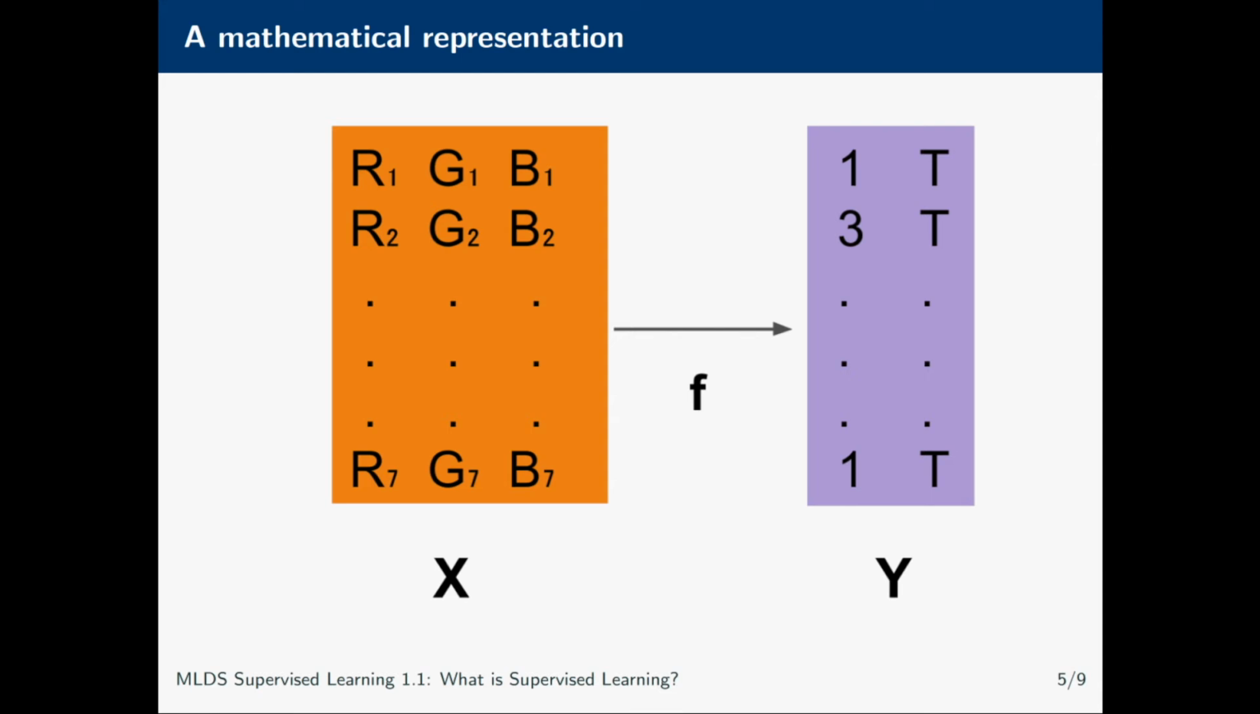So if we view this mathematically, what we have is a collection of vectors, R1, G1, B1, the vectors of red, green and blue values in each pixel, and a function f mapping that to the outputs, which are a 1 to indicate that this is a circle, and a t to indicate that it is filled. We have one of these pairings for each example in our data.